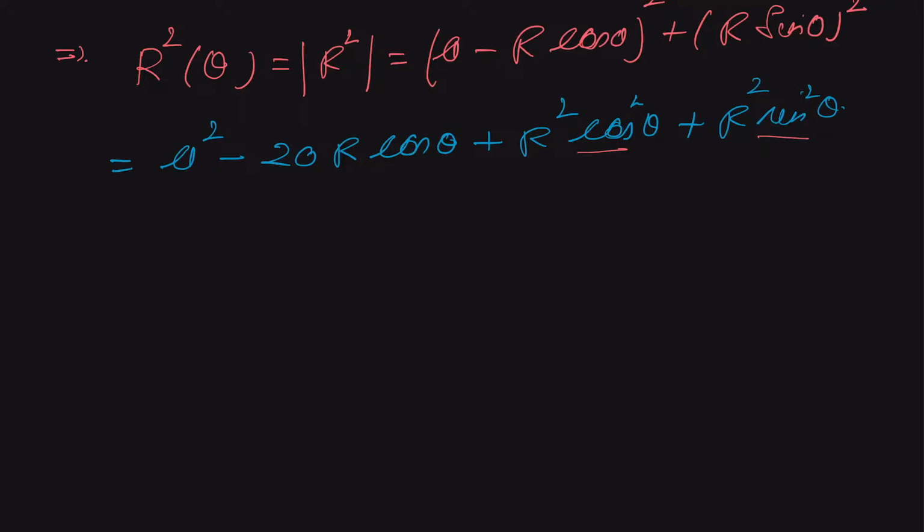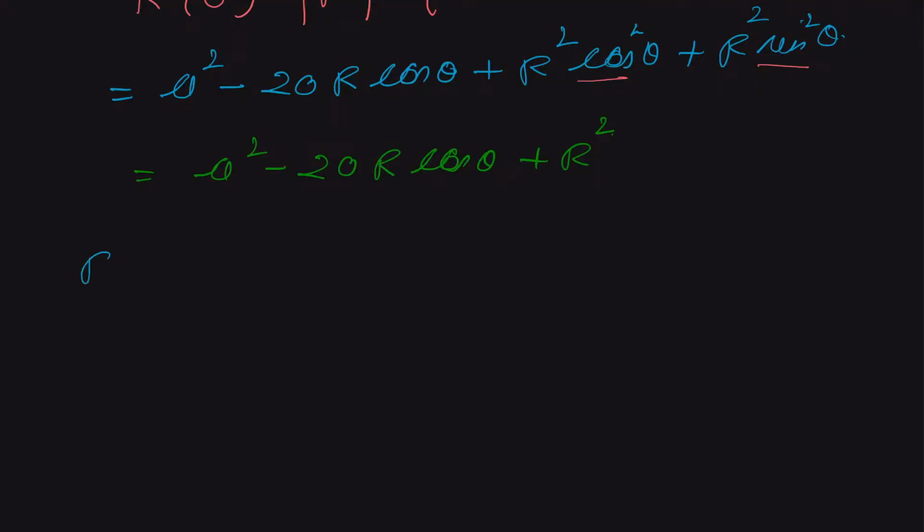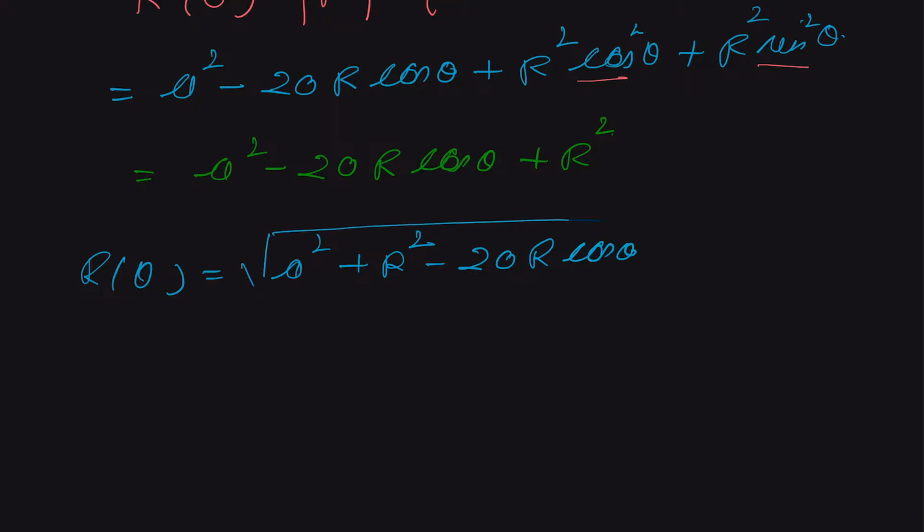Therefore we can write that this is equal to A square minus 2AR cos theta plus R square, and therefore we can say that our R of theta, that is basically the distance, will be equal to the square root of A square plus R square minus 2AR cos theta. So this is nothing but our basically distance.